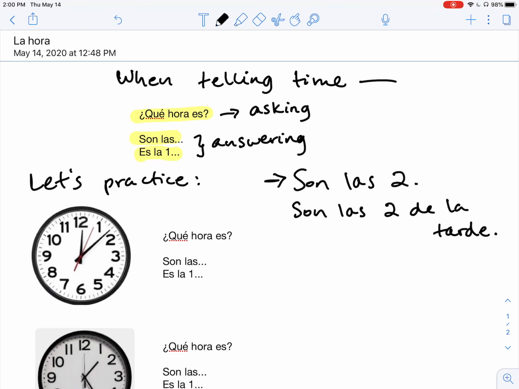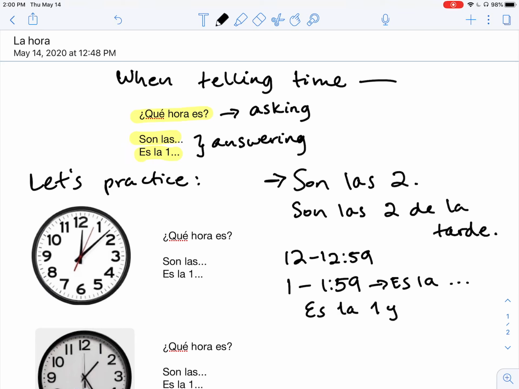Now, when you want to say it is 1 o'clock, in the 1 o'clock hour, es la una. For everything else, from 12 to 12:59, it's son las. Only from 1 to 1:59 is it going to be es la. For example, es la 1:23.